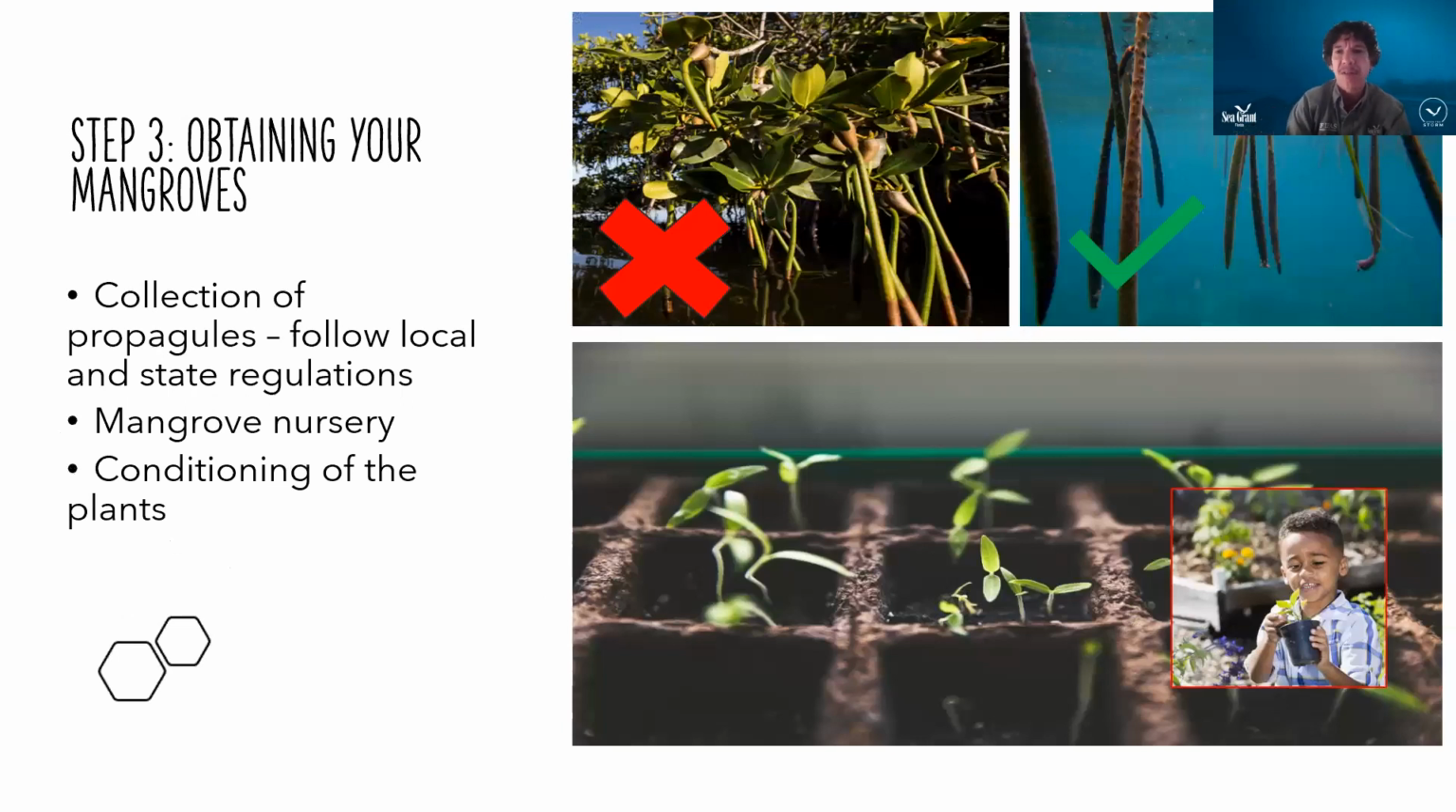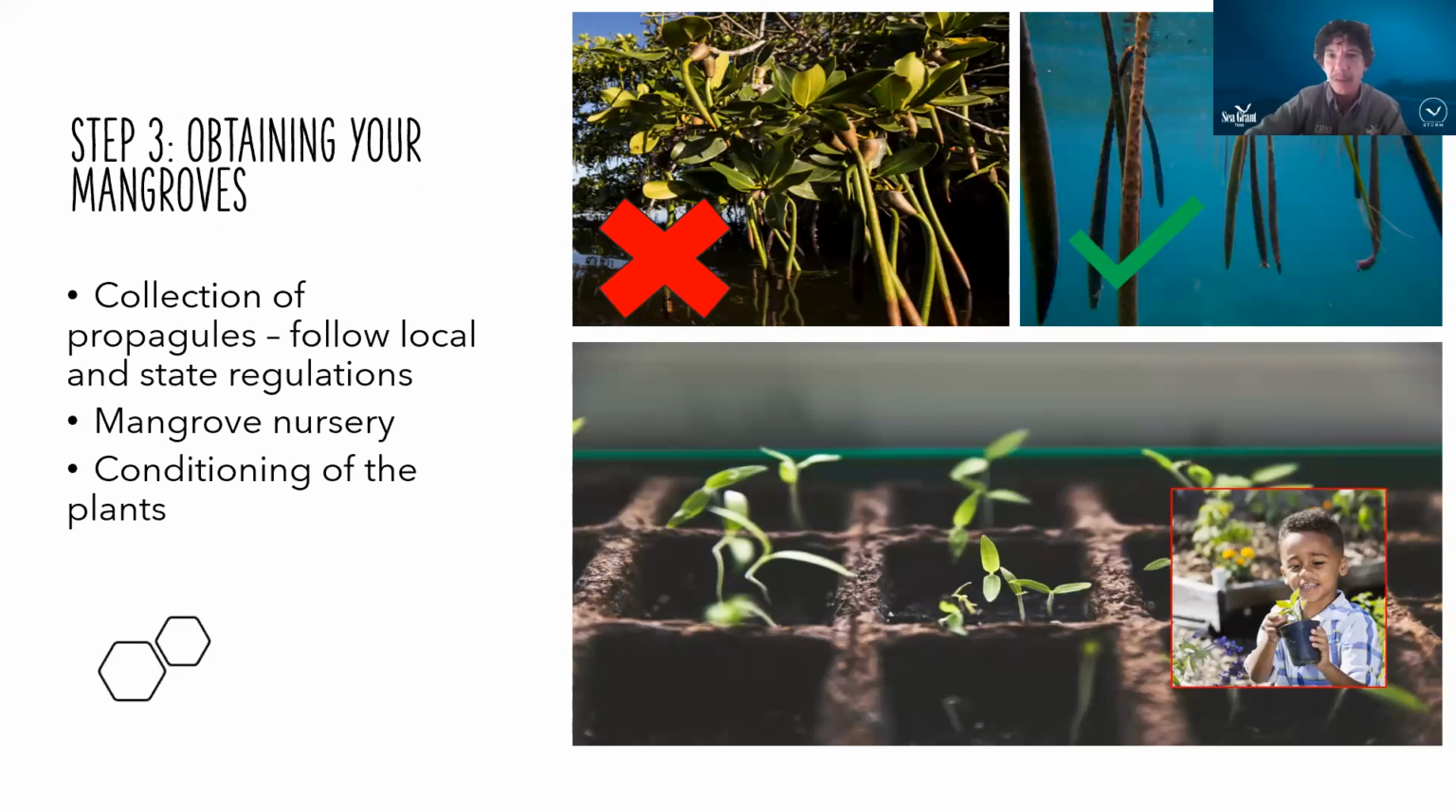The next step is obtaining new mangroves. So let's say you did recognize that your area needs some replanting, you need to replace some of those mangroves that were lost. So where do you get them from, right? Well, there's multiple sources. You can pick propagules, I should say, from the natural environment.